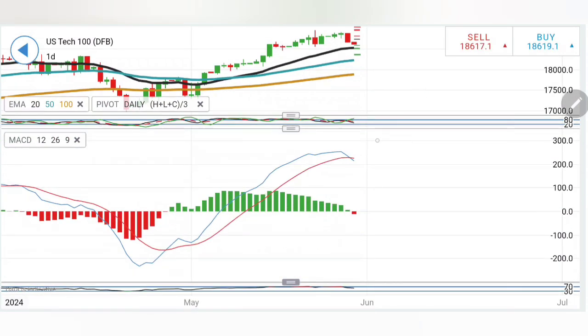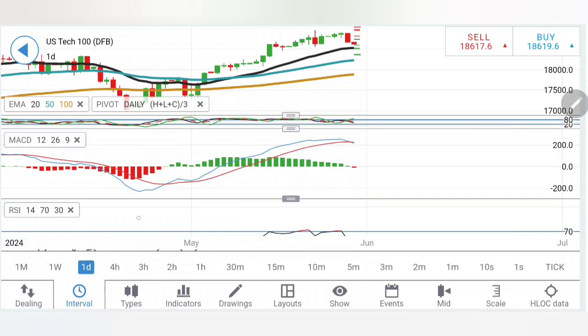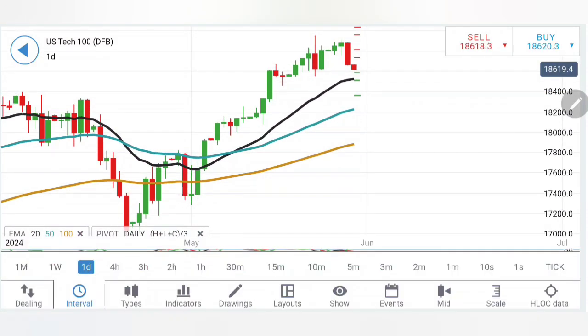Stochastic looking down, MACD just crossing over. So this is just the beginning of the fall and it could lead to bearishness for the near future. RSI dropping as well. Now the selling entries are clear, 18610 levels where you should.